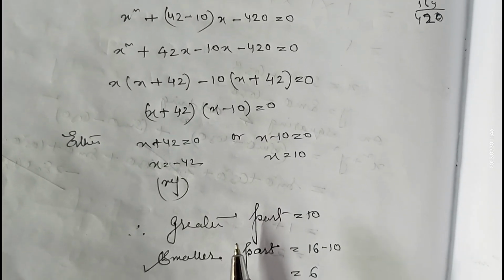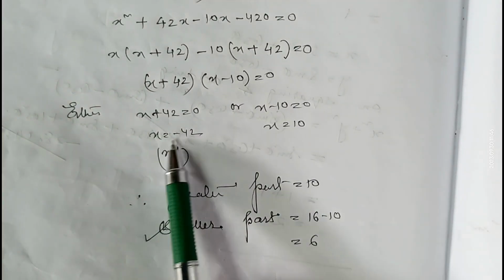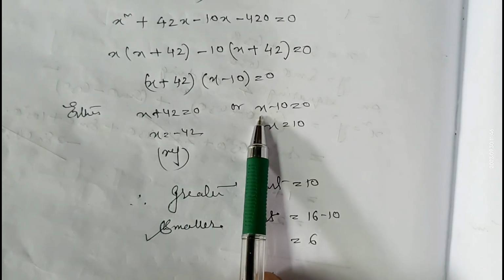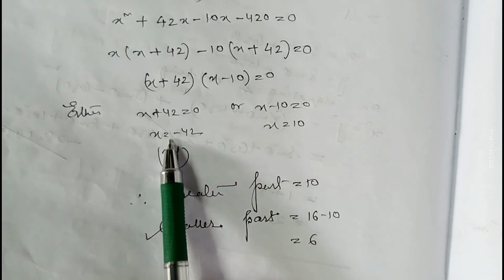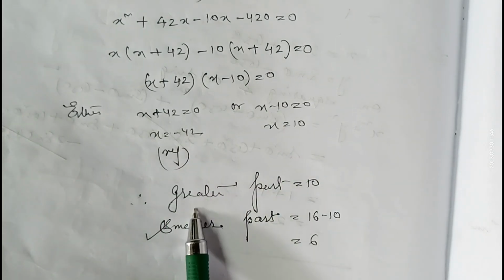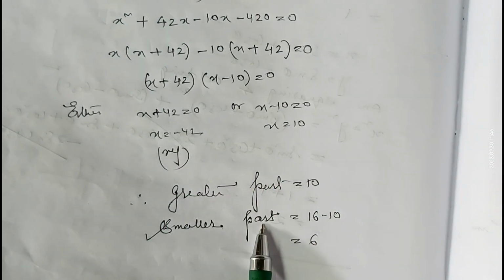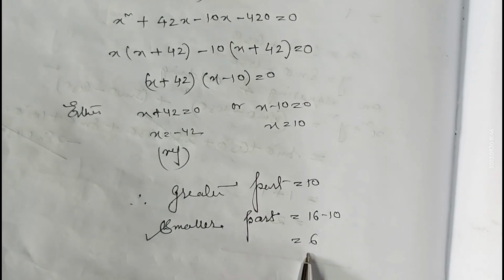Now either x plus 42 is 0, so x equal to minus 42, or we can consider x minus 10 is 0, means x equal to 10. Since it is minus 42, we have rejected it, so the greater part is 10 and the smaller part is 16 minus 10, which will give 6.